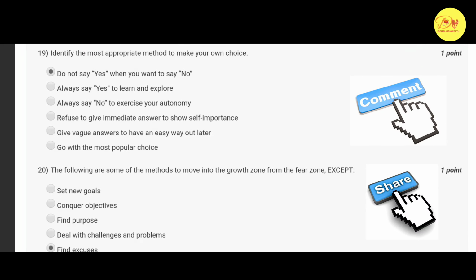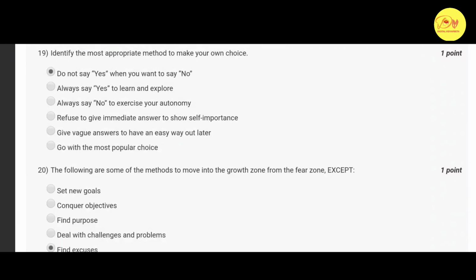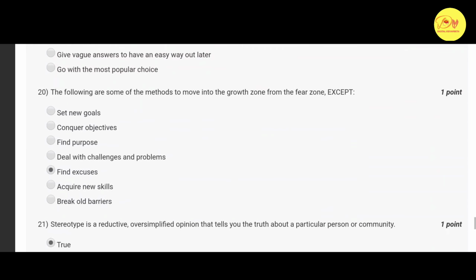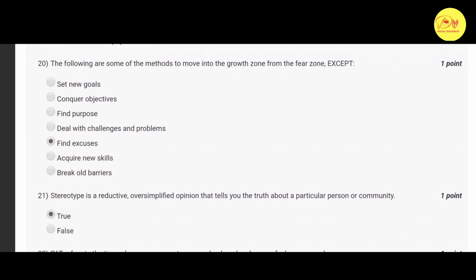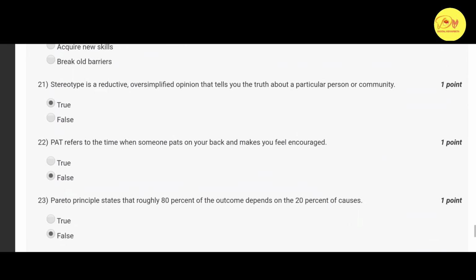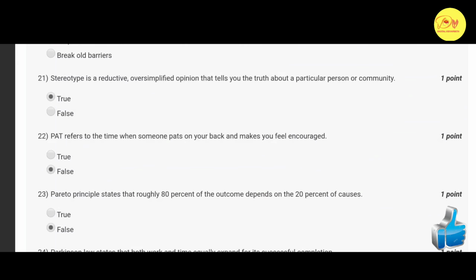Our next question, identify the most appropriate method to make your own choice. Correct option is A, do not say yes when you want to say no. Our 20th question, the following are some of the methods to move into the growth zone from the fear zone. Correct option is E, find excuses. Our 21st question is, stereotype is a reductive, oversimplified opinion that tells you the truth about a particular person or community. Correct option is A, true.